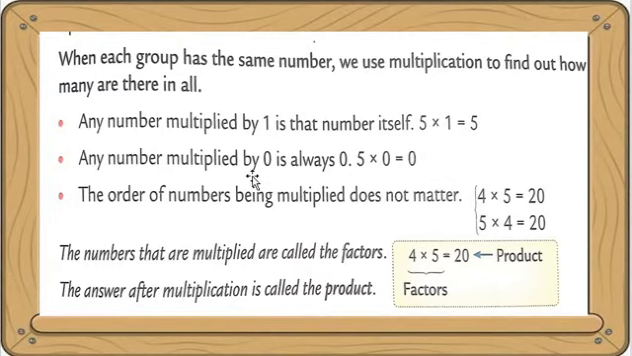Understood? Any number multiplied by 0 is always 0. Understood, all students? Now the difference: the order of the numbers being multiplied does not matter.